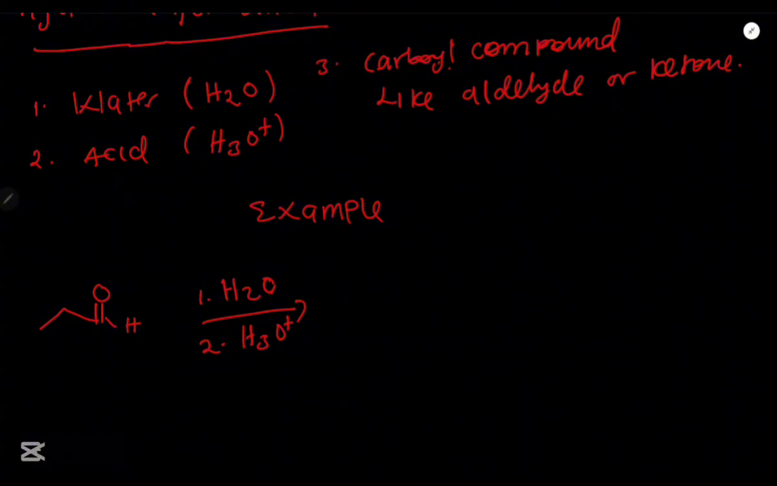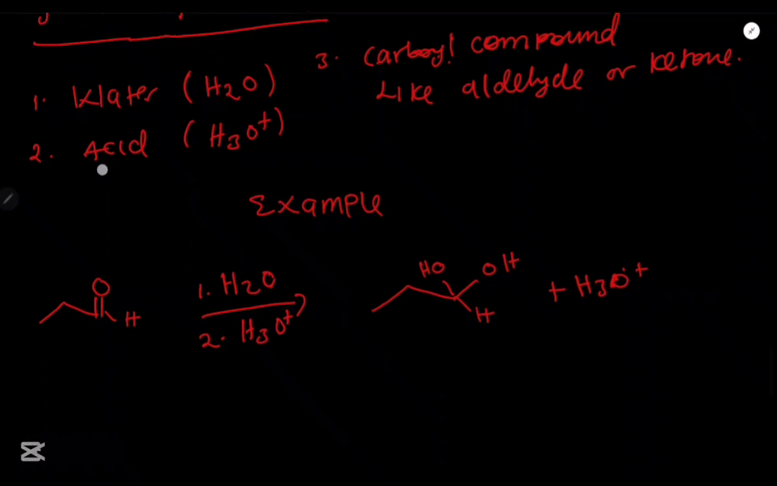What will be our product? So now our product here will be a geminodiol, which means 2 OH will be added on the same carbon. So here our answer will be like this: OH. That's our geminodiol. We can regenerate our acid. Example number 1.